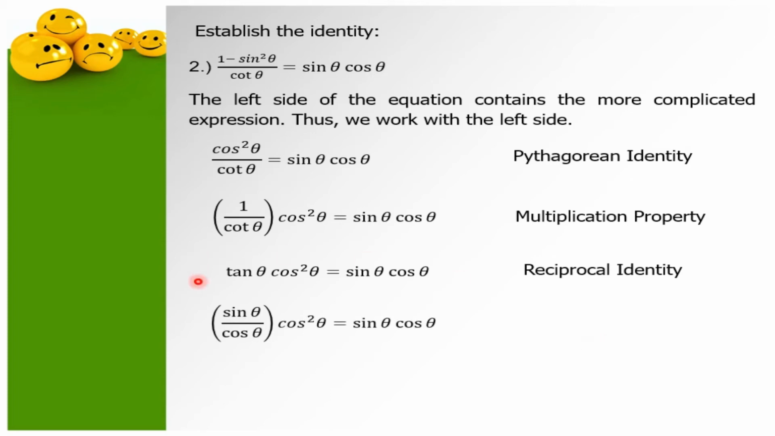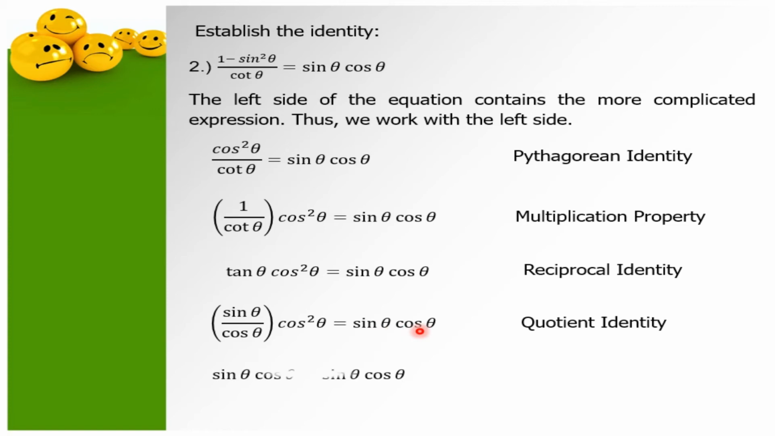Okay? Next, ano yung gagawin natin? Okay? We express tangent theta into sine and cosine function. Okay? So, we all know that tangent theta is equal to sine theta over cosine theta, that is by quotient identity. So, instead of writing tangent theta, substitute na natin yung sine theta over cosine theta. Okay, ito na yung nangyari mga boss. So, that is times cosine squared theta equals sine theta times cosine theta.